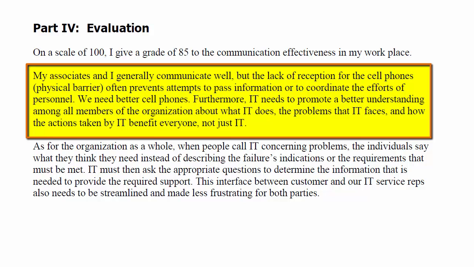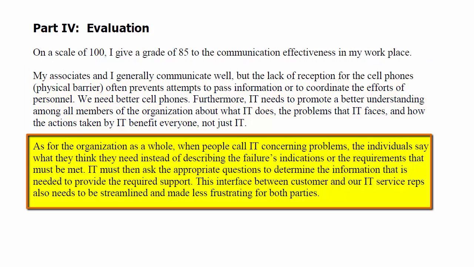there in the organization. Indeed, he writes, as for the organization as a whole, when people call IT concerning problems, the individuals say what they think they need instead of describing the failure's indications or the requirements that must be met. IT must then ask the appropriate questions to determine the information that is needed to provide the required support. This interface between customer and our IT service reps also needs to be streamlined and made less frustrating for both parties. So that was the evaluation portion of Barry's paper, and he did a good job with it.